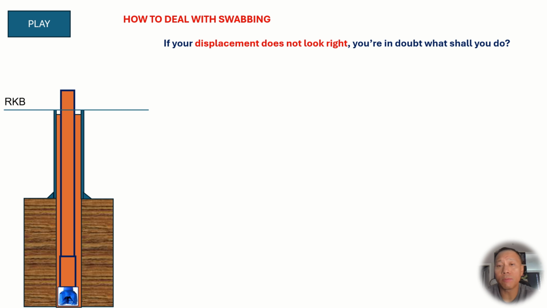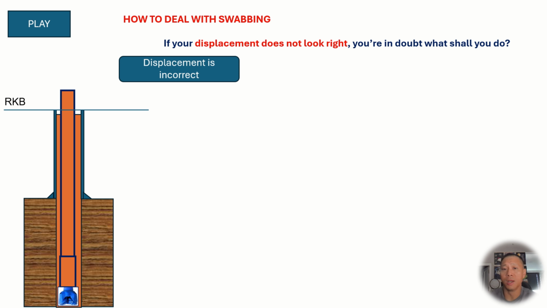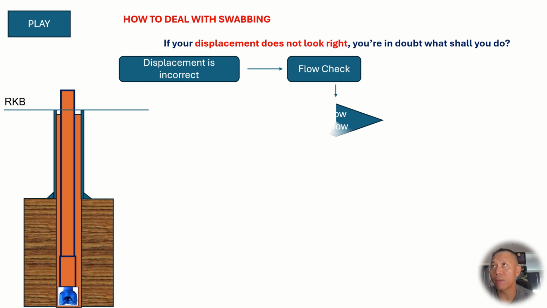All right, now, the worst case, somehow you find out that you have the wrong displacement when you trip out. Along your trip, you have wrong displacement. So you are in doubt. What you need to do? You need to flow check. And for the flow check, just take time to do it. It will tell whether the well is flowing or not.